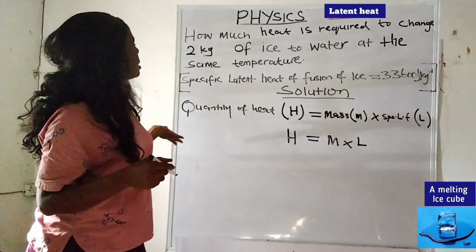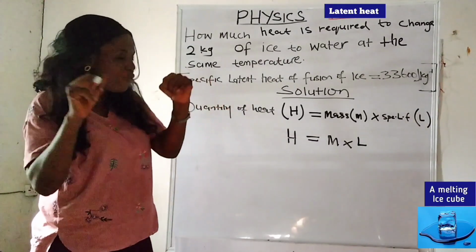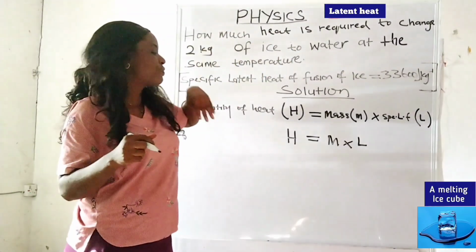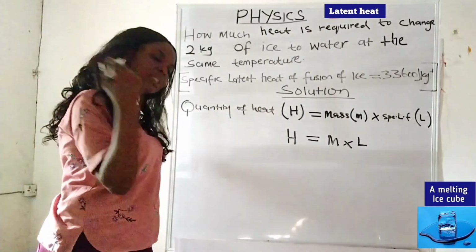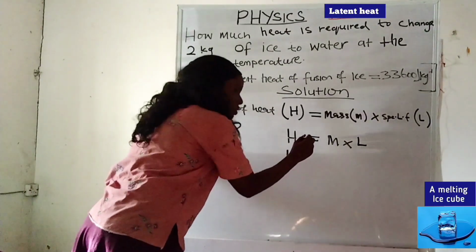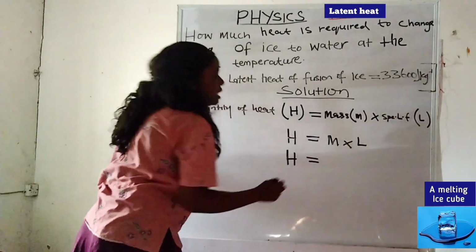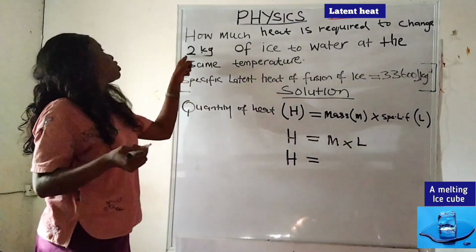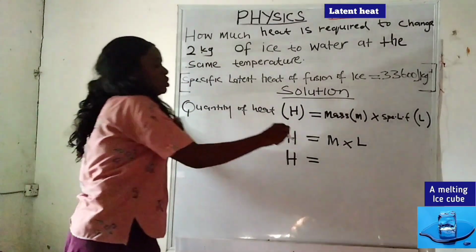Did they give us any quantity of heat? No, they say we should find it. The question says how much heat is required, that stands for quantity of heat. So I'll still write H. That's what you are solving for; you don't know the value. Equals, now mass: did they give us any mass? Yes, they give us 2 kilograms. So I substitute 2 here.